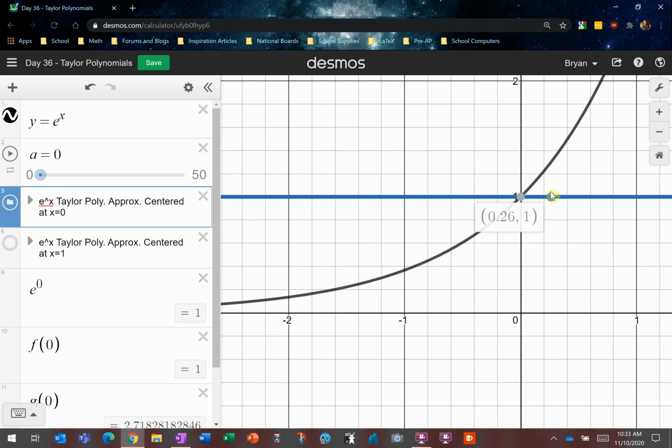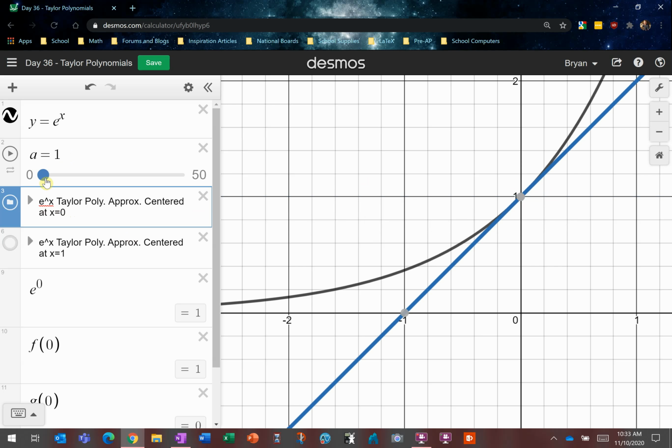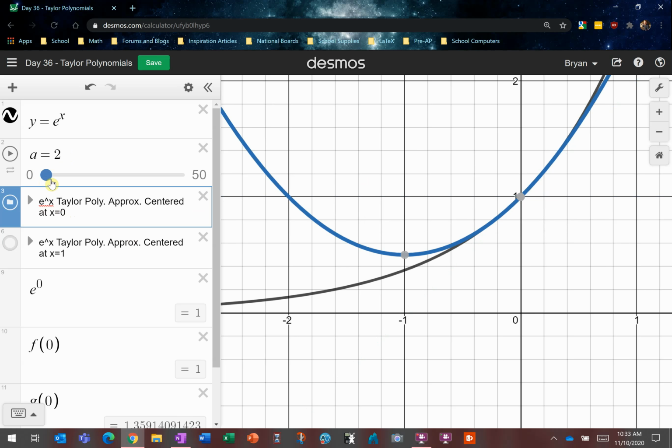That's just a horizontal line. It's only one term. Here is a second term, maybe. There we go. Third term, fourth term, fifth term, right? Fourth degree if you want, and so on and so forth. Okay, it gets more accurate the further we go. But you should also notice one thing as we go out.